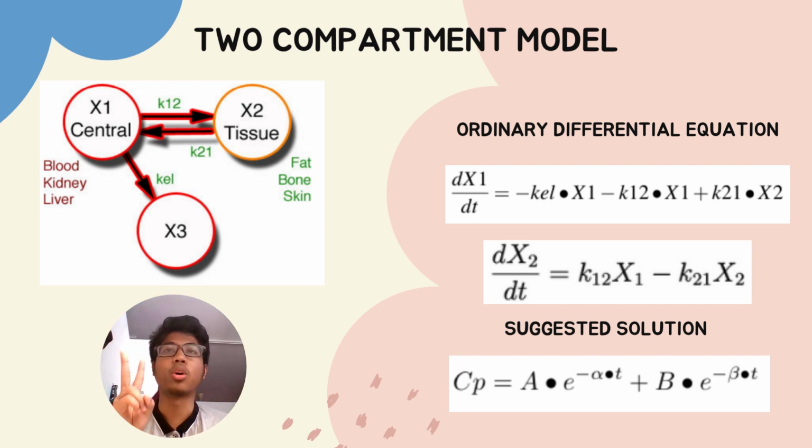So by that, we get our two ordinary differential equations. The first one is dx1/dt, which equals minus KEL x1 minus K12 x1 plus K21 x2. The second ODE is dx2/dt, which equals K12 x1 minus K21 x2. By these two differential equations, it means that our pharmacokinetic model consists of a matrix system. And by this, we have our suggested solution, which is Cp equals A times e to the minus alpha t plus B times e to the minus beta t.